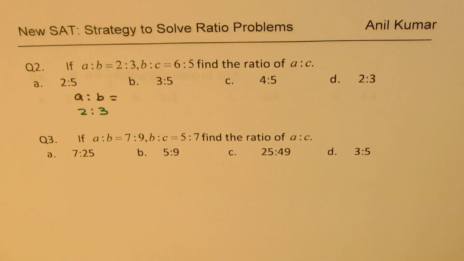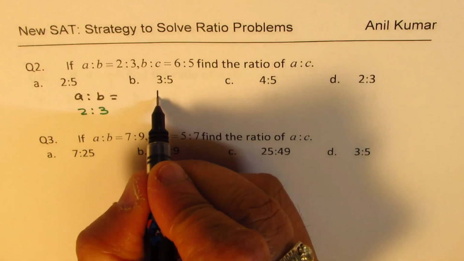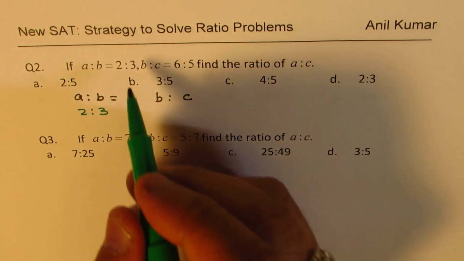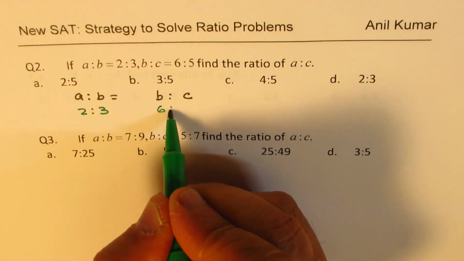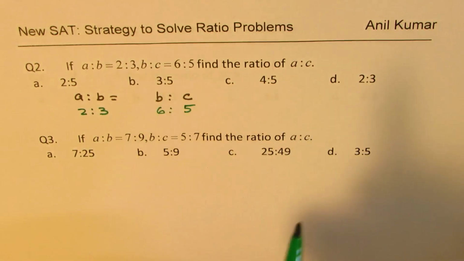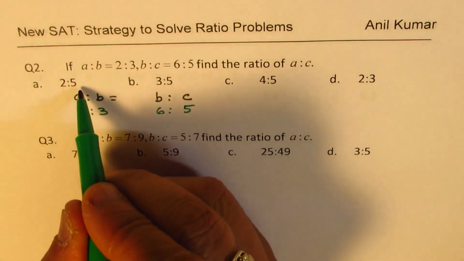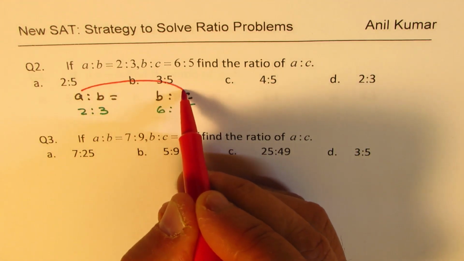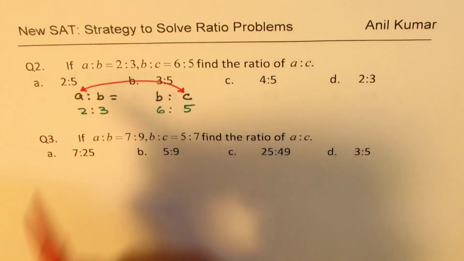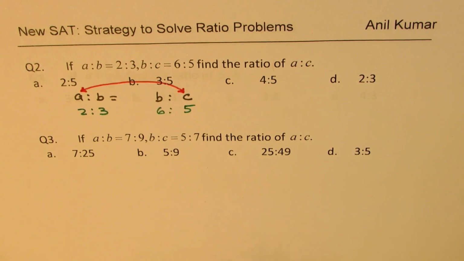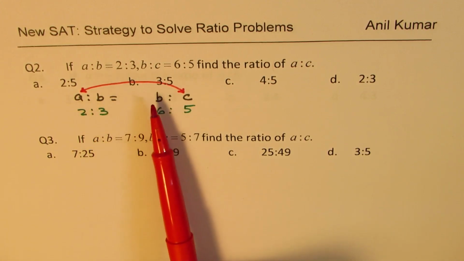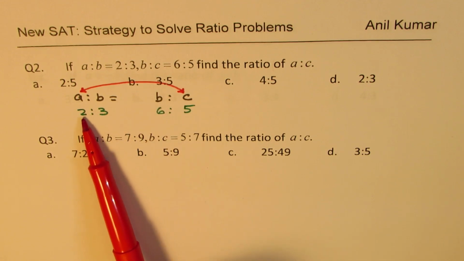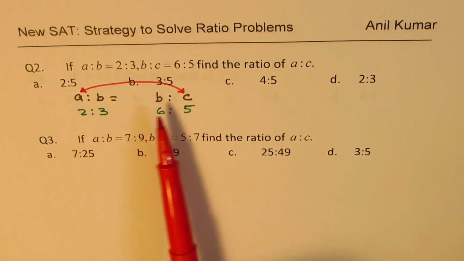Okay. Now we are also saying that B is to C is 6 is to 5. Now we need to get the ratio of A to C. We need to get this ratio A to C. How do we get it? Think about it. Well, the connecting factor here is B. So if I could somehow make these two B's same, I can relate A with C. Does it make sense to you?